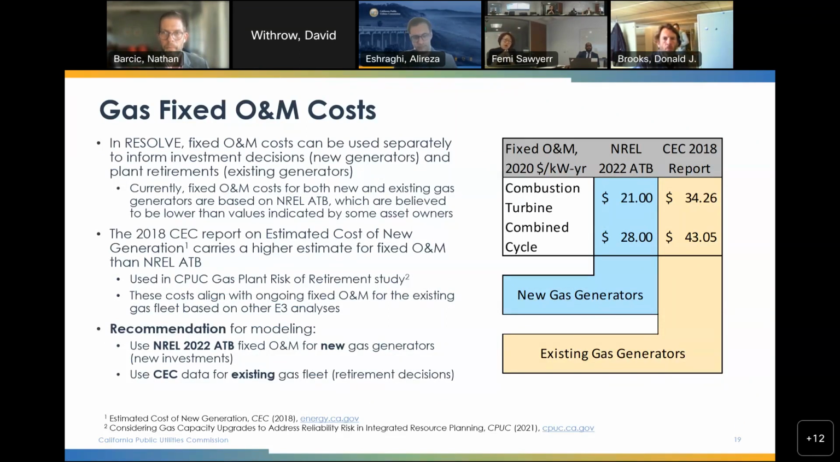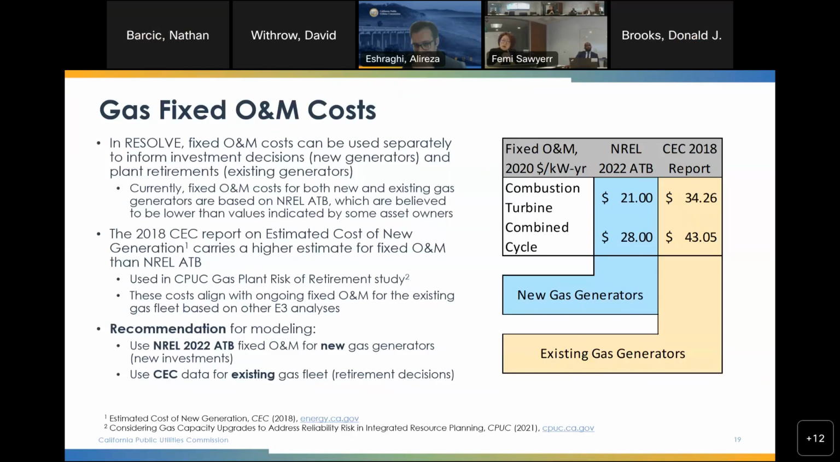So based on this, what we recommend for the next round of modeling is to switch to the CEC report from 2018 as the data source to be used for the fixed O&M costs for existing gas generators. This CEC study was used for the CPUC gas plant retirement study that was published last year. And the costs in the CEC report are also better aligned with what we have seen for ongoing fixed O&M costs for existing gas generators compared to our other analyses.